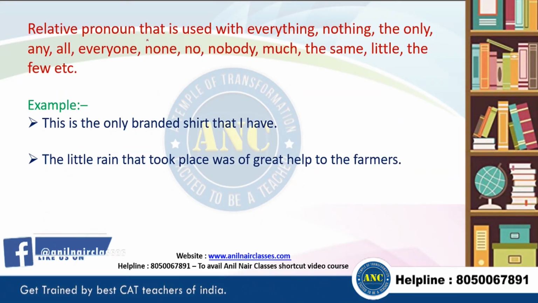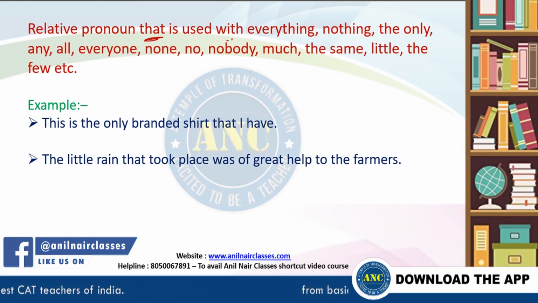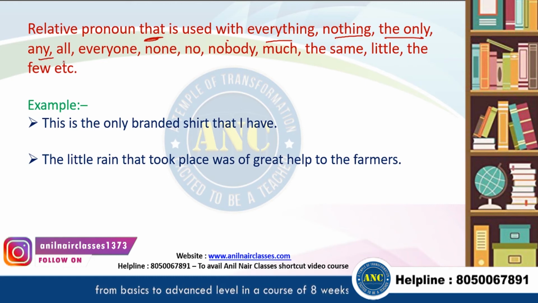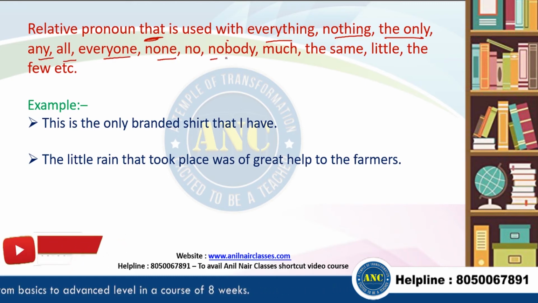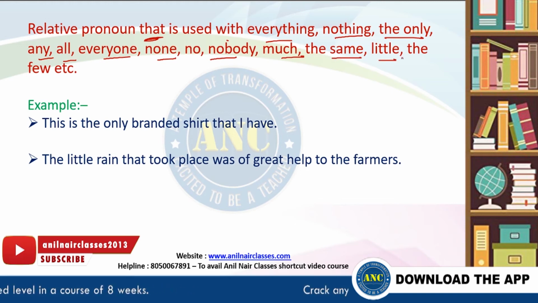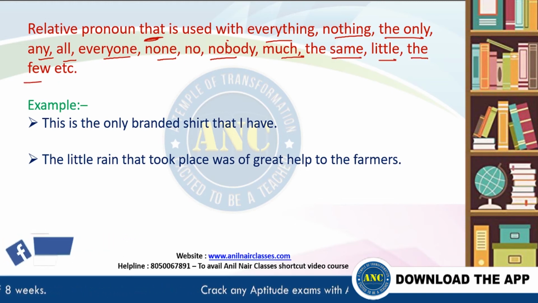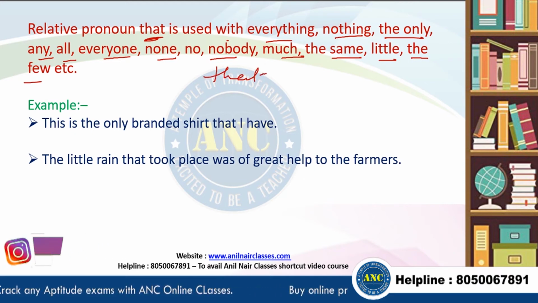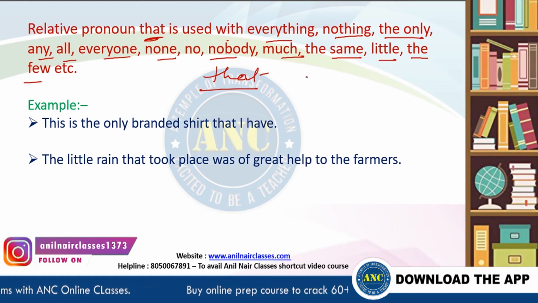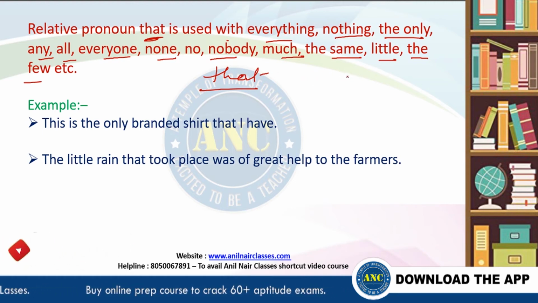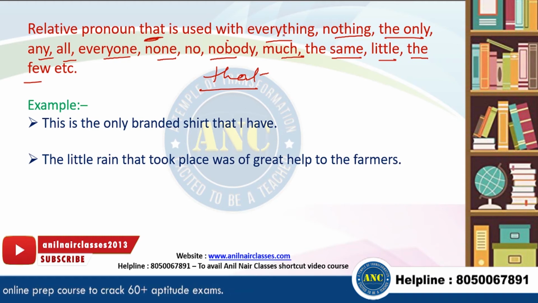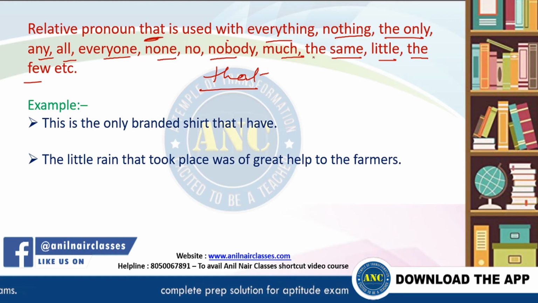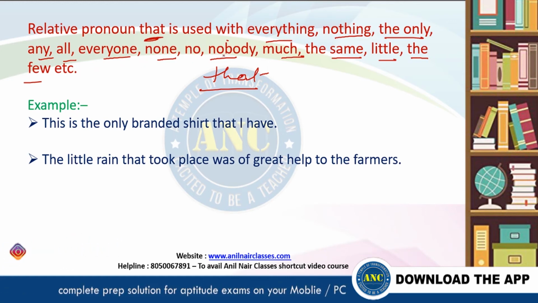Now relative pronoun that is used with everything, nothing, the only, any, all, everyone, none, nobody, much, the same, little, the few, etc. So these are the words. With them the relative pronoun that will be used. This that we already have learned so much about. So they'll ask you the question, they will say either that or something else. But if this that is present along with everything, nothing, only, all, everyone, none, nobody, much, same, little, few, then we have to use that only.